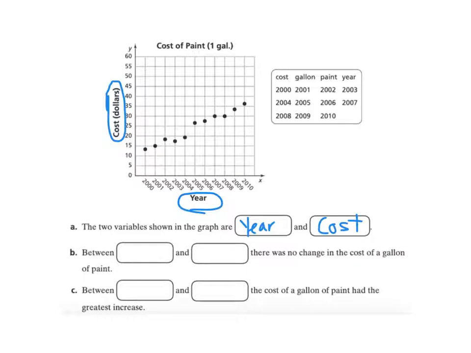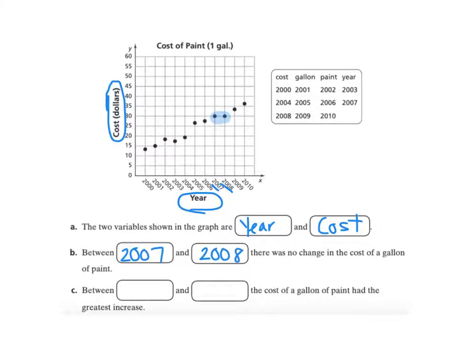Between this year and this year, there was no change in the cost of a gallon of paint. So if there's no change in the cost, that means that the dots aren't going to go up or down at all. So as I'm scanning, I notice that right here, the dots don't go up or down. So that means the price doesn't increase or decrease. So that would be 2007 and 2008. So between 2007 and 2008.